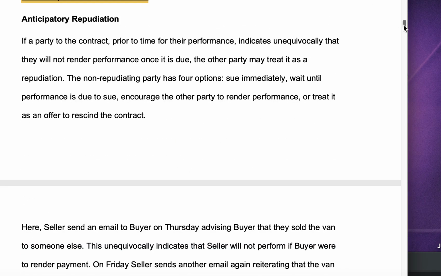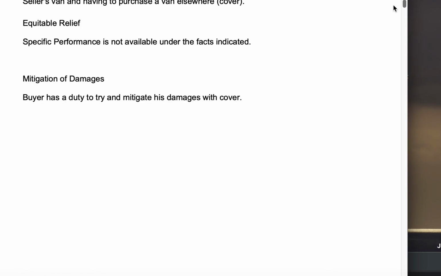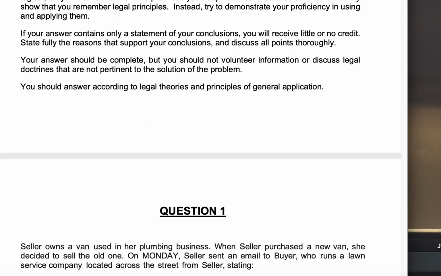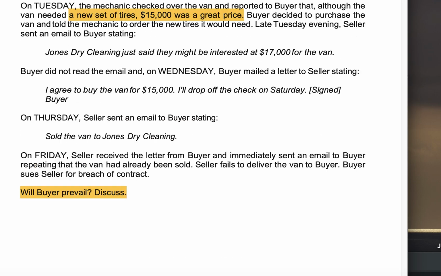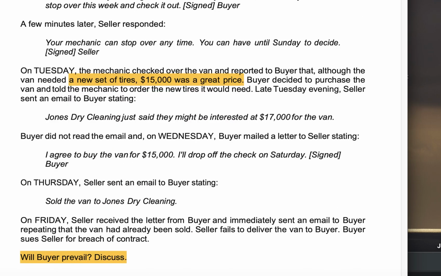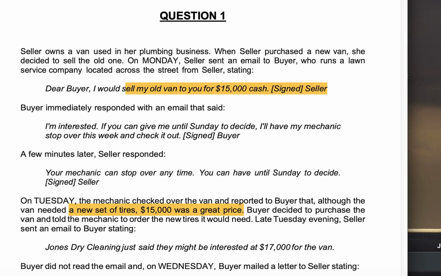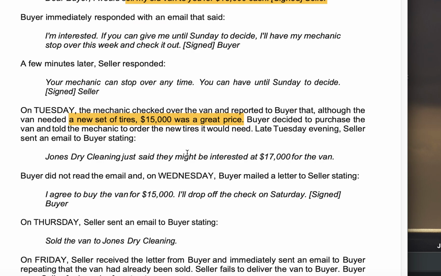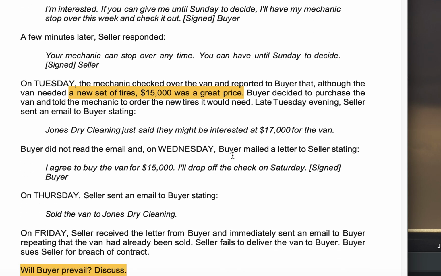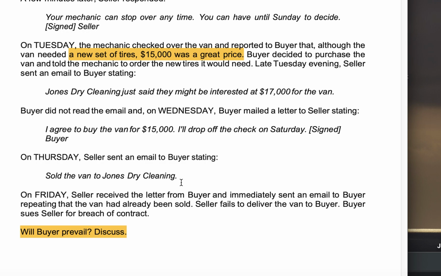The question was very broad. Let's take a look at the call of the question again. If you remember, it's a very long fact pattern. It takes up almost a whole page. Okay? And it shows that it was in writing, right? And it's showing a timeline on Monday, on Tuesday, on Wednesday, email, the back and forth, what type of contract it was. So it's covering a lot of different topics, but it says, will buyer prevail? It doesn't even say the buyer.